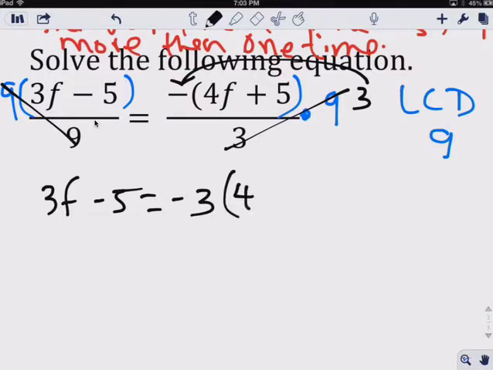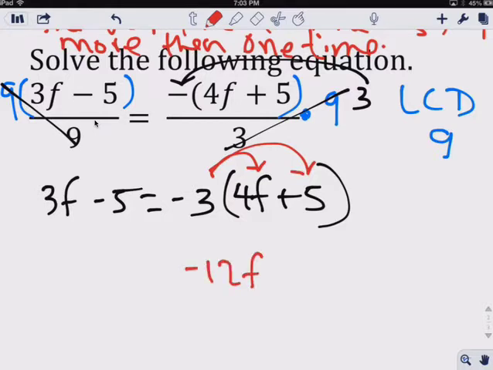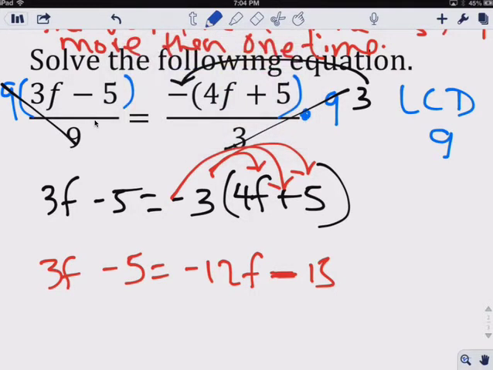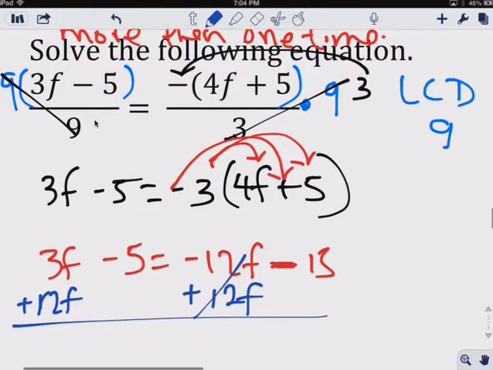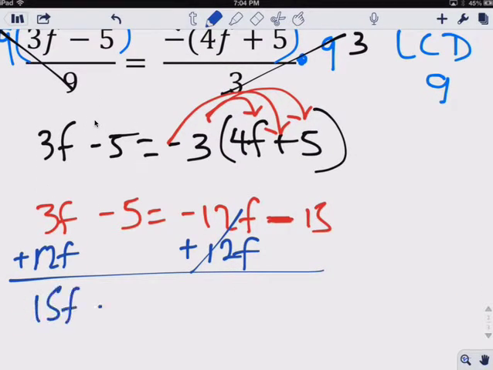times 4f, that's inside, plus 5. Okay, that distribute, that's negative 12f minus 15. And negative times a positive is negative. And 3f minus 5. Get rid of the smallest one. The smallest variable is a negative 12, so I add 12f, and that gives me 15f minus 5 equals negative 15.